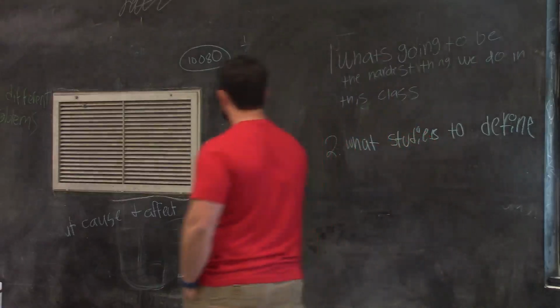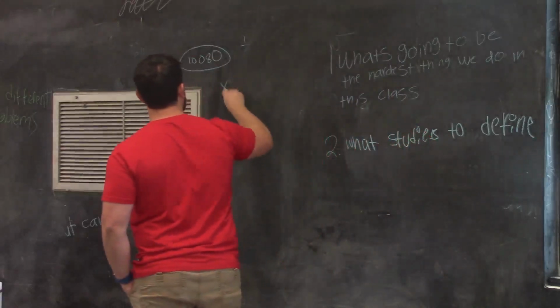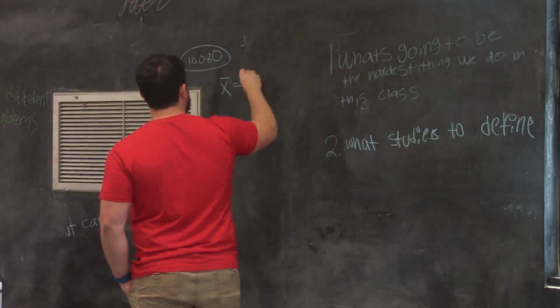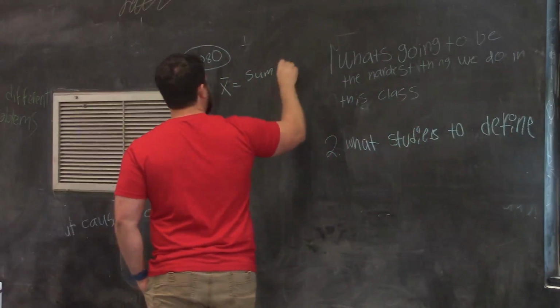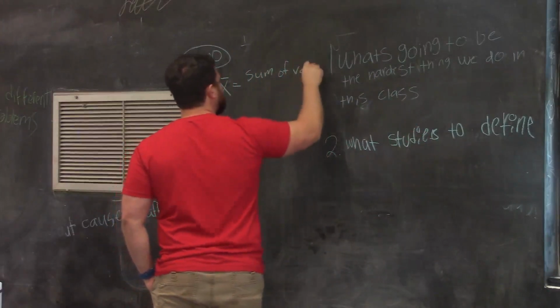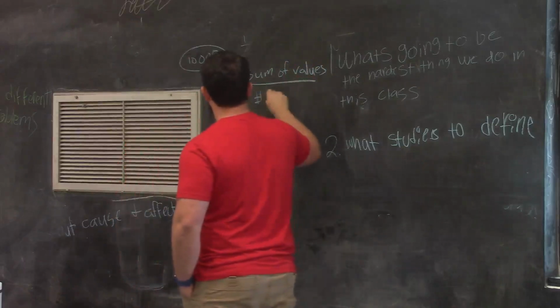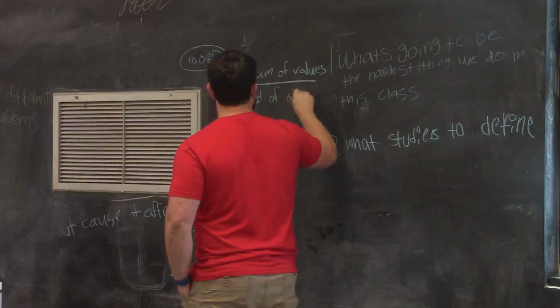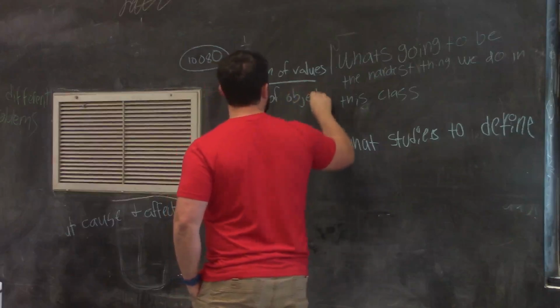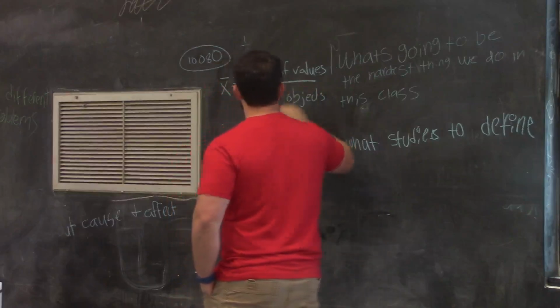You have to add all the numbers up and divide it by the amount. So sum of values divided by the number of objects. And so this is actually going to matter, just as an example.